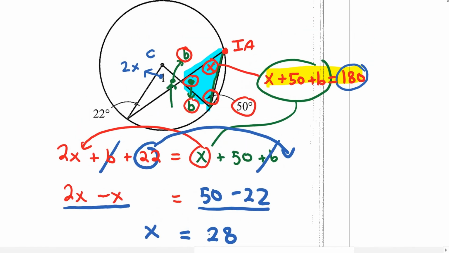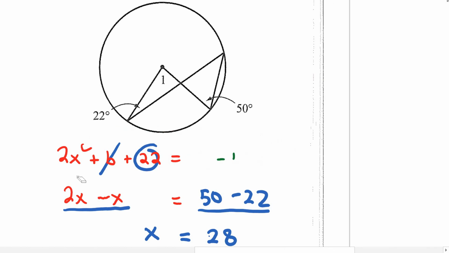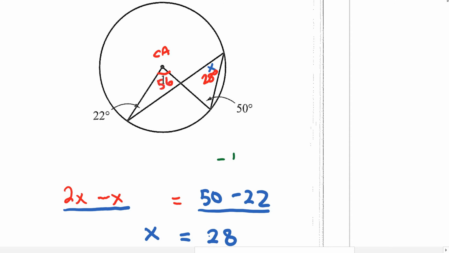Okay, so let's go back to my original diagram here. Let me just erase all this. A lot of work here. Remember, this is my original x in this corner angle here. So this x value has a numerical value of 28 degrees, and we know angle 1 is the central angle, and the central angle is always going to be double the inscribed angle. So angle 1 has to be double 28, which is 56 degrees. So that's how you solve that particular problem. That question has a little bit more algebra than all the other questions.